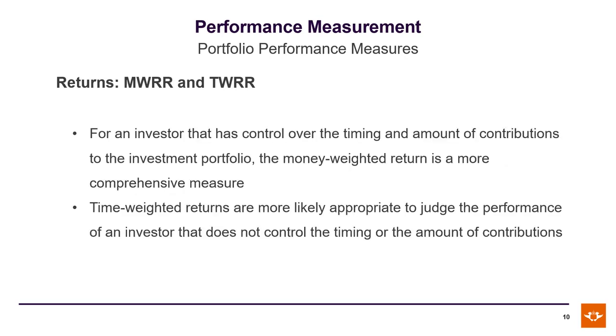So in deciding whether or not to use the money-weighted rate of return or the time-weighted rate of return to evaluate portfolio performance, it depends on whether or not you have control over the timing and amount of contributions to the investment portfolio. If, as an investor, you have complete control over the timing and amount of contributions to the investment portfolio, then the money-weighted rate of return is a much better measure to use. The time-weighted rate of return is more appropriate to judge performance when you don't have control over the timing or the amount of contributions, and that's why we would subdivide our performance period into sub-periods, because we would break them up at the points where we had contributions or withdrawals from the portfolio.